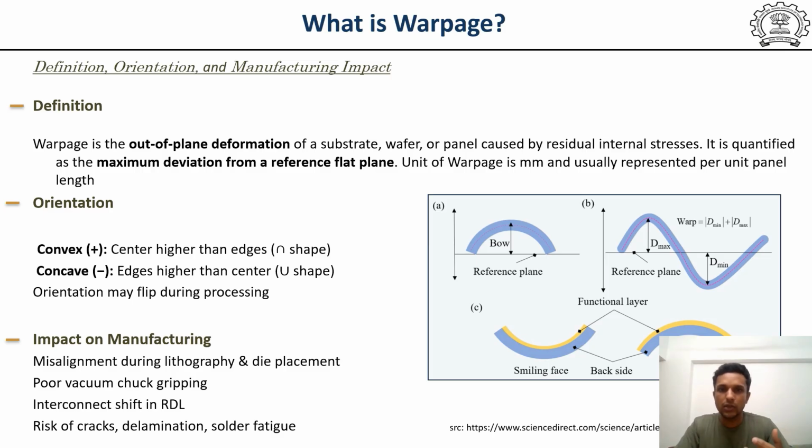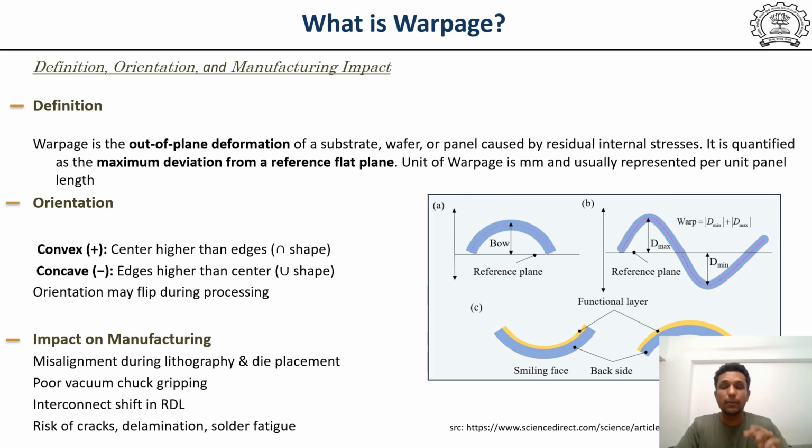And about the warpage orientation, the standard defines two shapes. A convex shape, which means the center is higher than the edges and the cross section looks like a frown. A concave warpage means the edges are higher, and the cross section looks like a smile. The sign can flip between the process steps as new layers are being added or some other processes are being carried out.